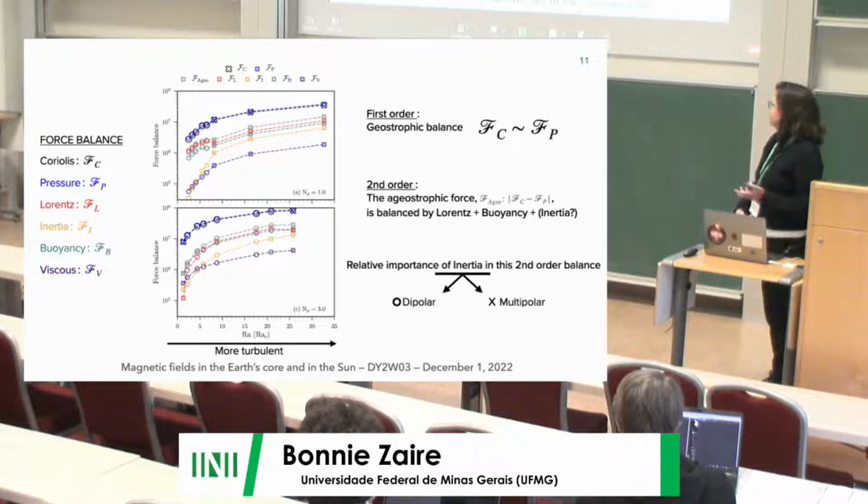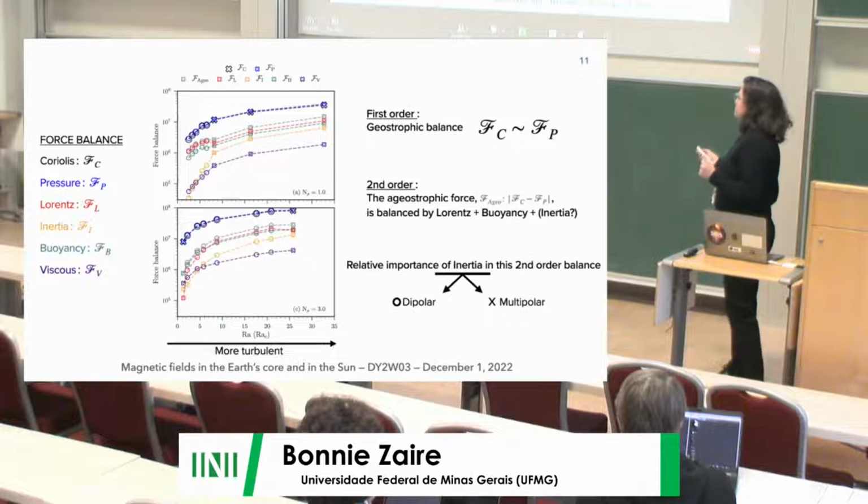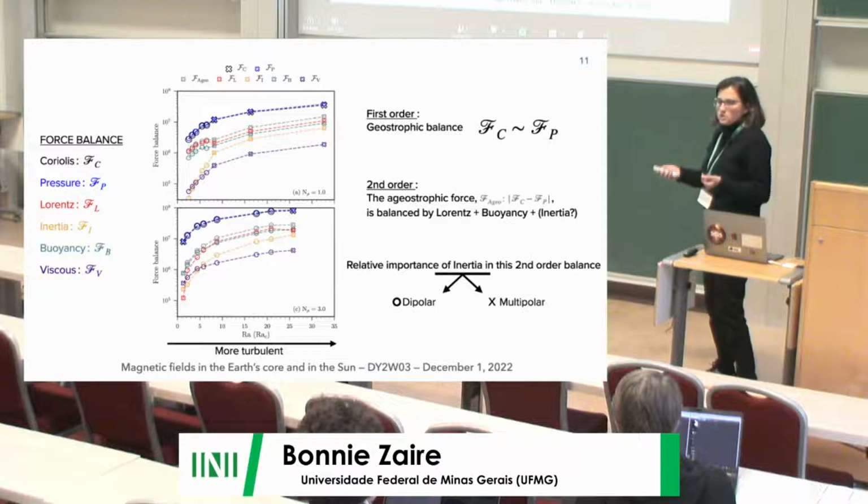And what we observed is that this importance seems to be relevant for transitioning between dipolar solutions and multipolar solutions. So again here, multipolar solutions are represented by a cross and dipolar solutions by a circle. So we can see how as soon as inertia kicks in this force balance, we start to have these complex solutions.